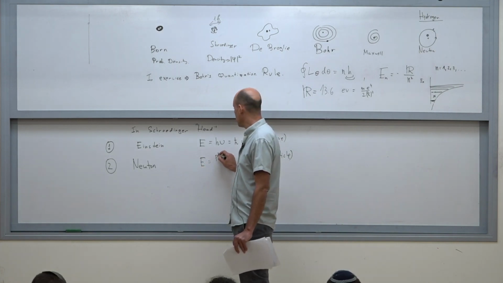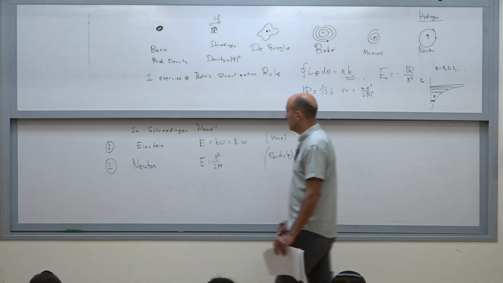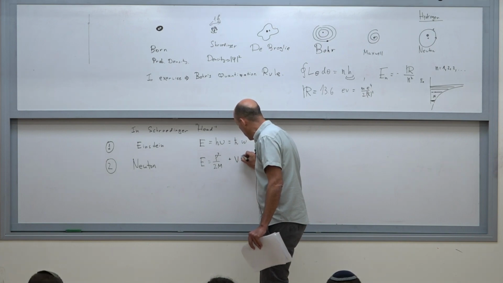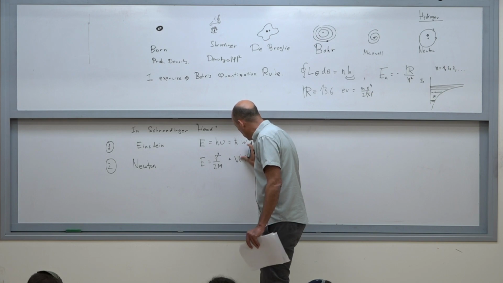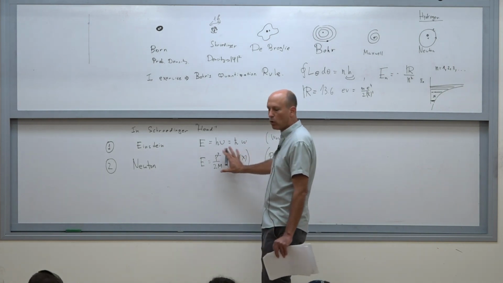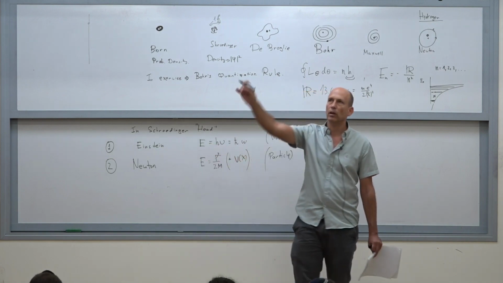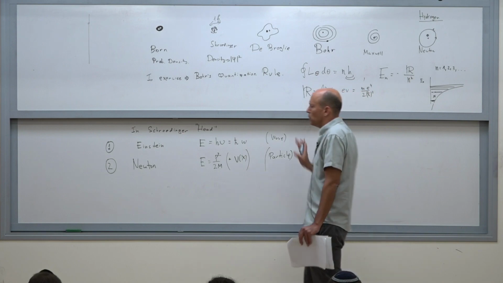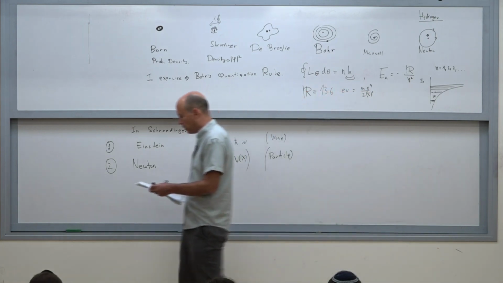P squared, kinetic energy, over 2m. M is the mass of the particle. And later on, I will add here plus some V of R. I'm working now in one dimension, so I am a simple guy. But let's think only about the kinetic energy. You have a particle here. No forces. Forces are complicated. I don't want to deal with them right now.